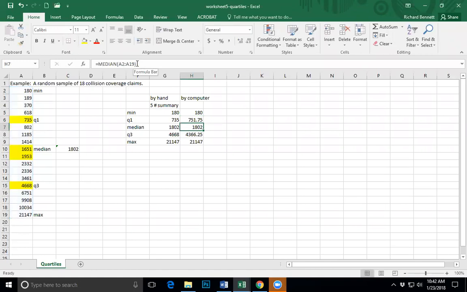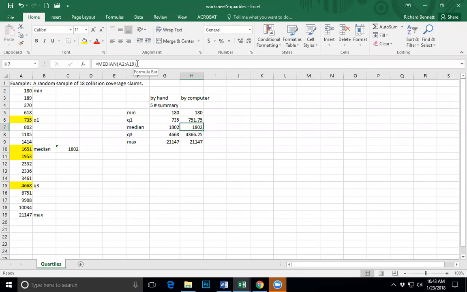Did you put an equals? So equals quartile. Double click it with your mouse. And now highlight this. Okay, comma, and then 1. Okay, yes. So I'm kind of confused on how to get Q1 and Q3 by hand.